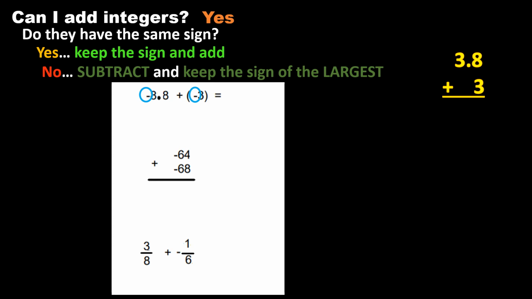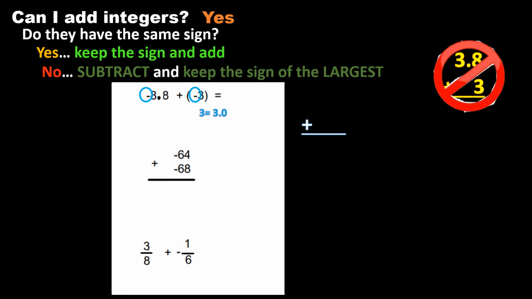And the reason it's not the right answer is because I have to remember my proper steps of decimals. I have to start with lining up my decimals, filling in with zeros where they need to be, and then bringing my decimal down. So when I look at negative 3, when I look at 3, I have to remember that that's actually the same as 3.0.